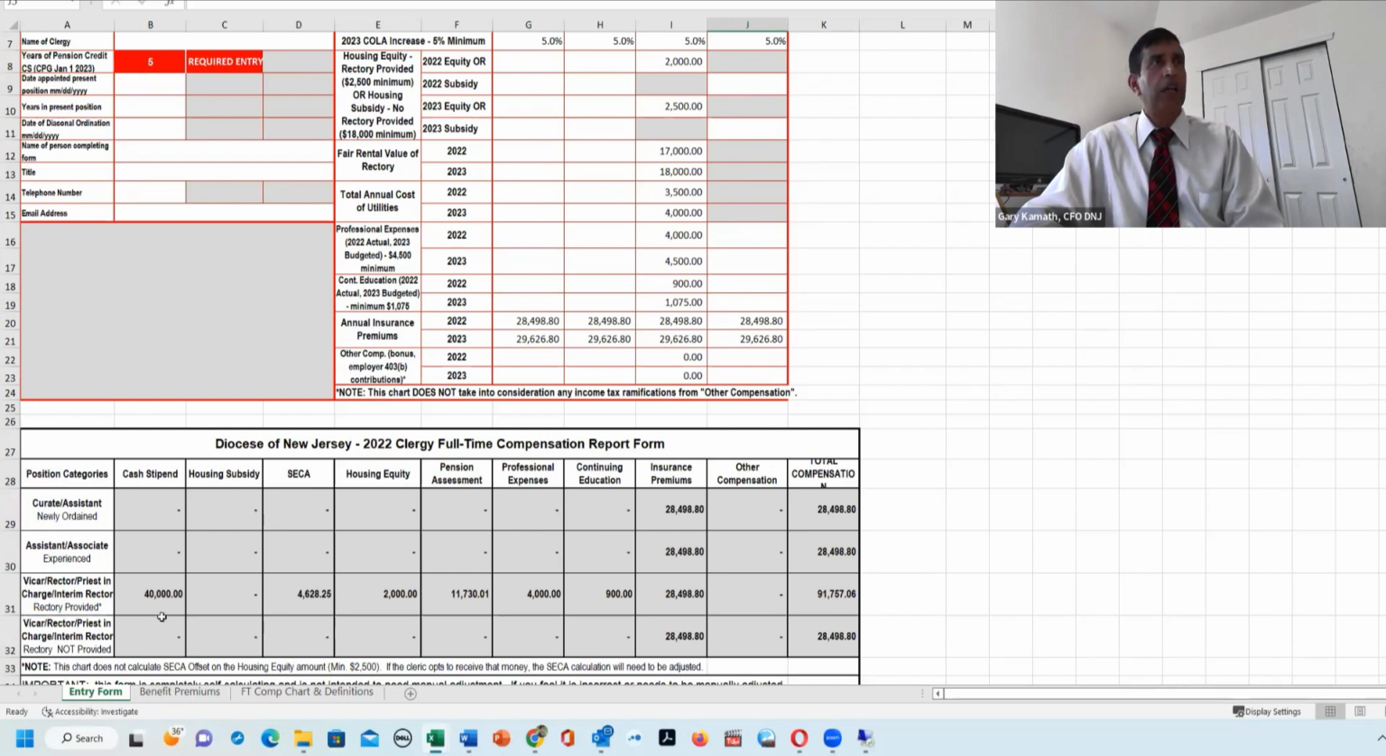It's starting with the cash stipend of 40,000, the SECA, the housing equity, pension, professional expenses, continuing education, and the insurance premium. All these numbers are coming from the above worksheet, and it's totaling up to 91,757. So to truly see the total compensation, you should add, for your own purposes, the 2,000 and the 17,000 to that 91,757. The total true compensation is about $112,000.